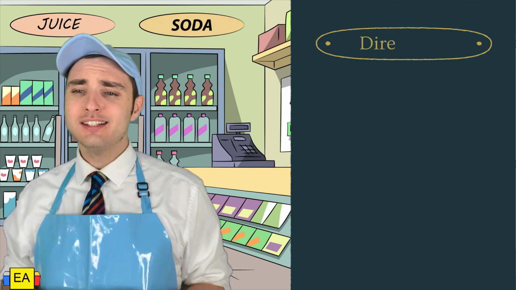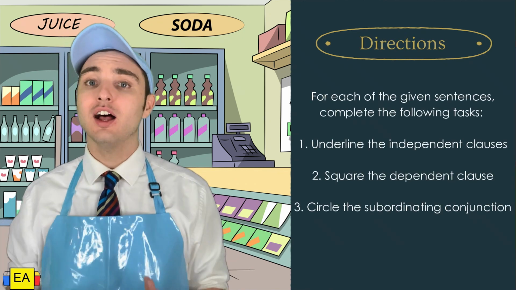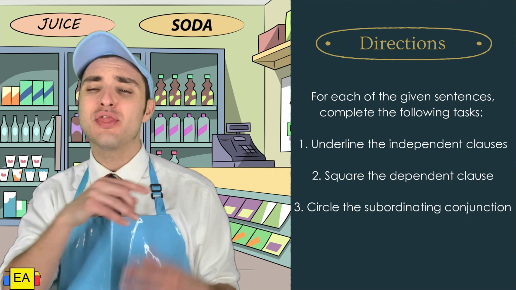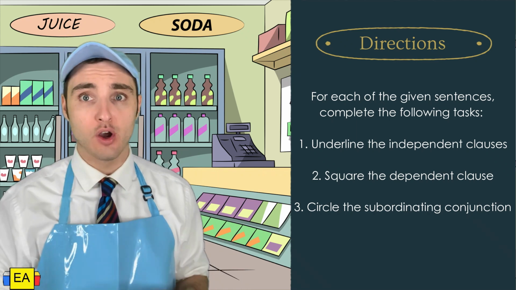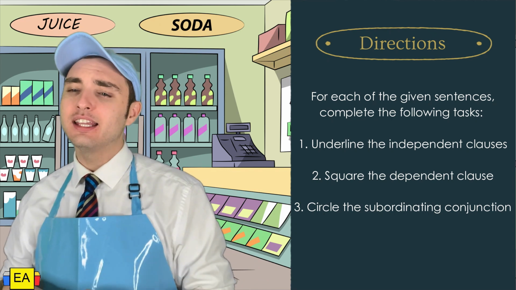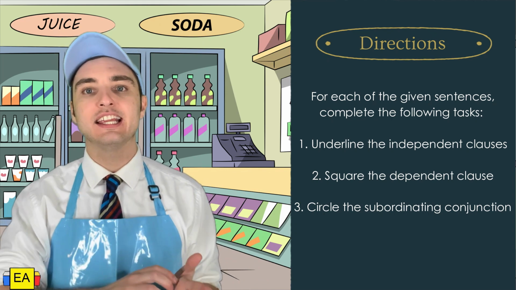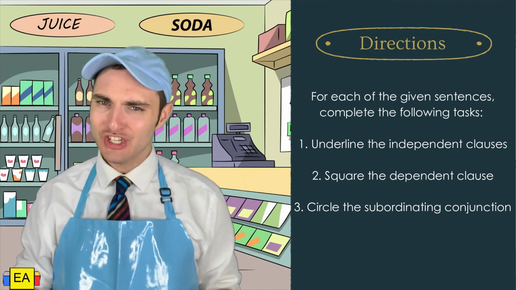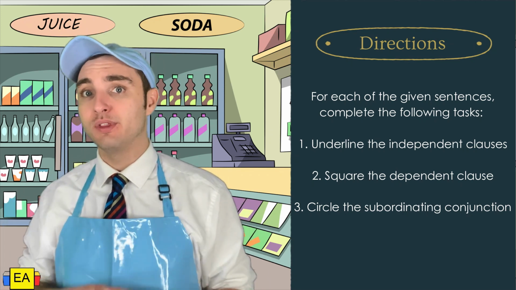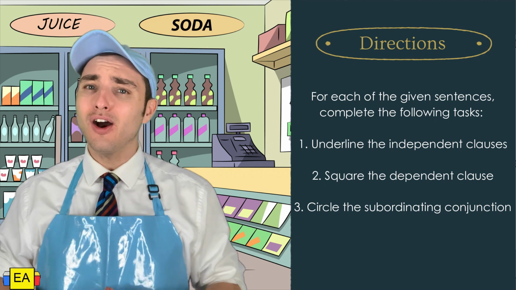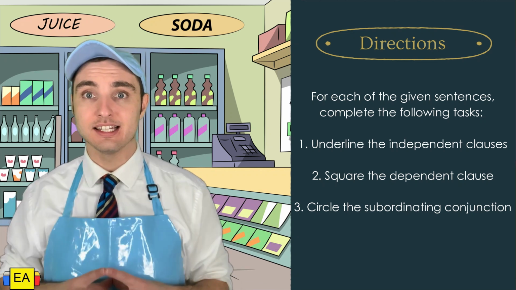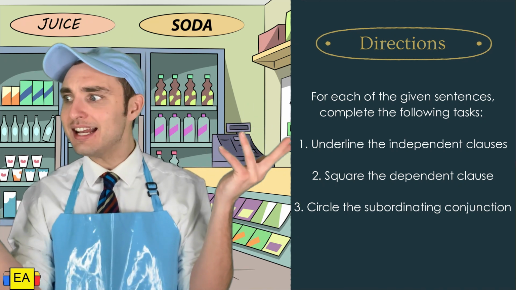The first thing you're going to do is underline the independent clauses in each sentence. Then you'll square the dependent clause or clauses in your notes. And finally, you're going to go ahead and circle the subordinating conjunction in each dependent clause. You've done this before. You know how to do it. And the reason why we do this is to make sure that we are able to identify the different components of a compound complex sentence. And if we could do that, then any other sentence structure is so easy.